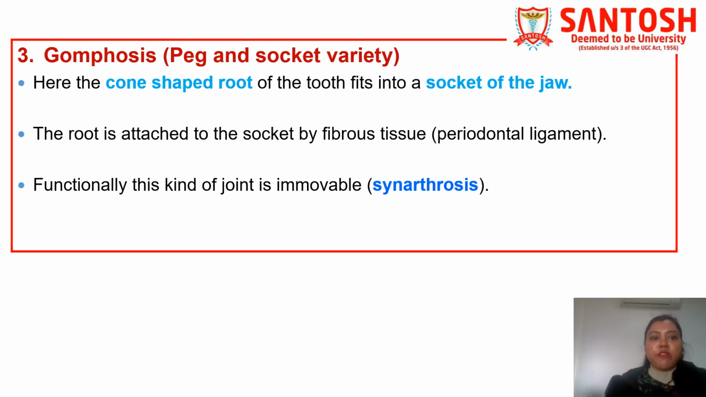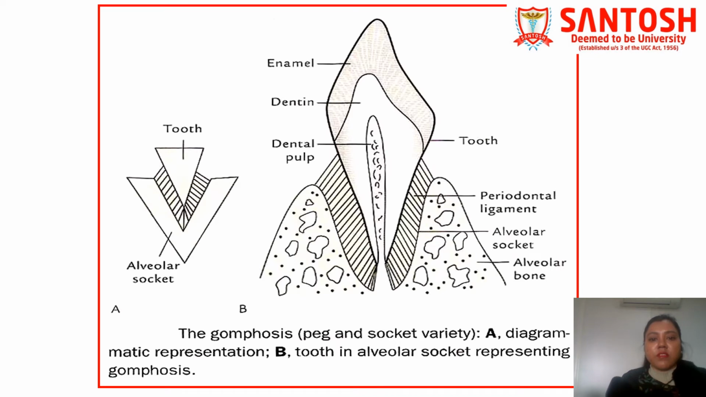Now the third type is the gomphosis or peg and socket variety. It is the cone-shaped root of the tooth fixed into the socket of the jaw, and it is classified as immovable or synarthrosis. So this is the peg and socket variety of joint. The tooth fits into the socket of the mandible and maxilla. This is the alveolar socket and this is the tooth. So the variety is called gomphosis.